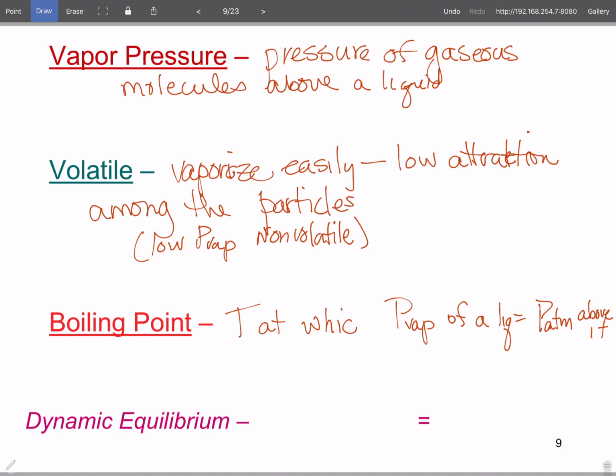Okay? So, and again, this is usually a dynamic equilibrium, so the rate of the forward process equals the rate of the reverse. Now, let's go back and talk about the boiling point, because the boiling point is defined as when the vapor pressure of a liquid equals the vapor pressure above it.